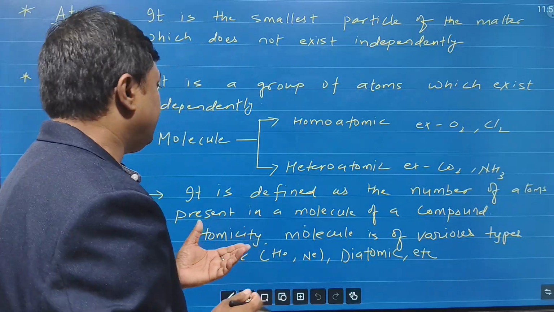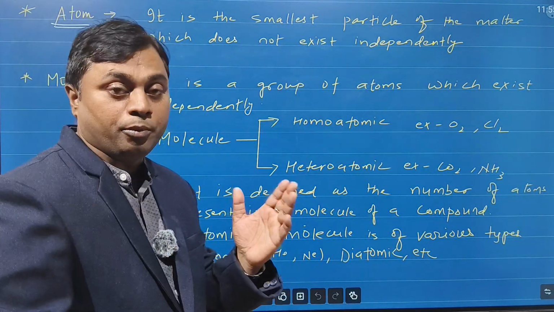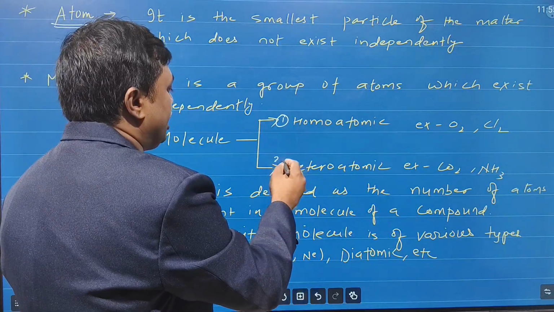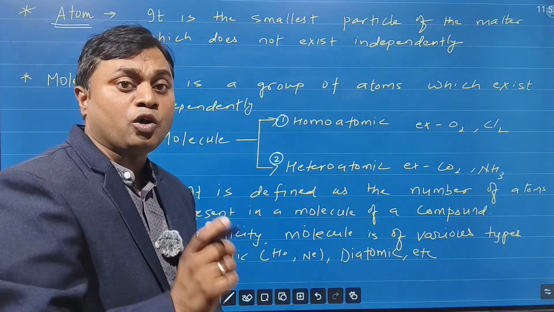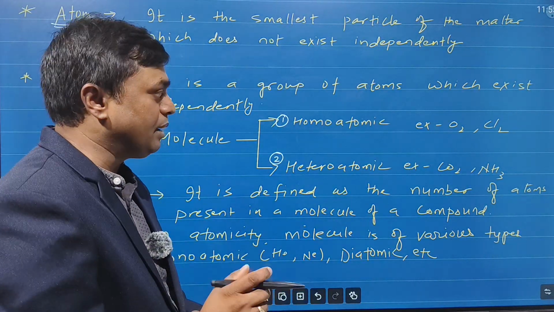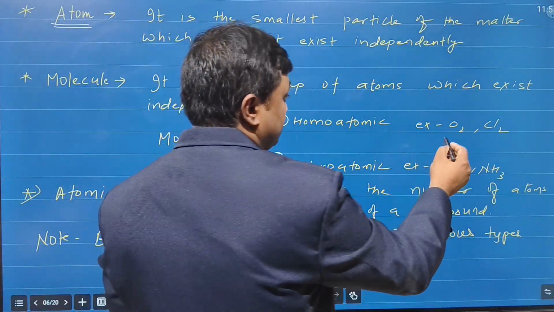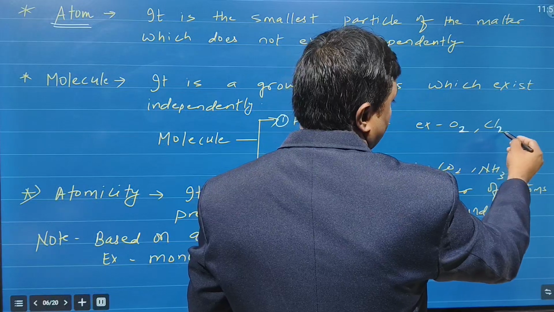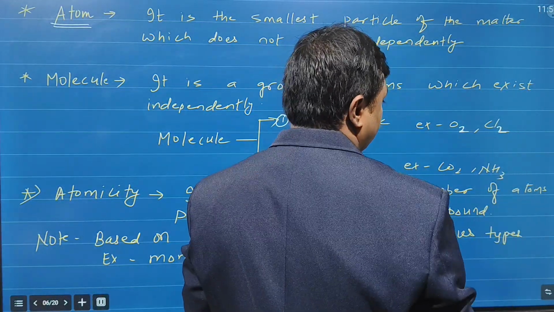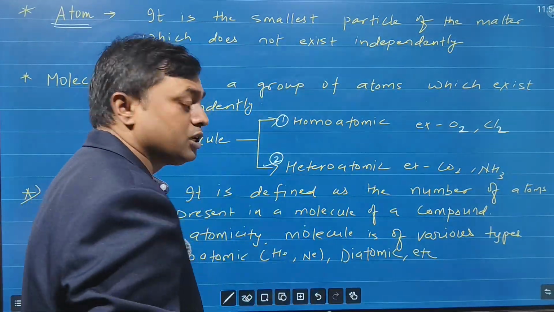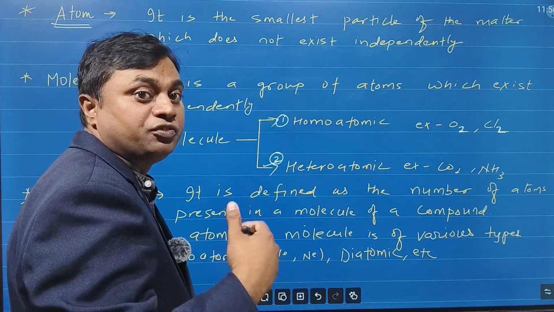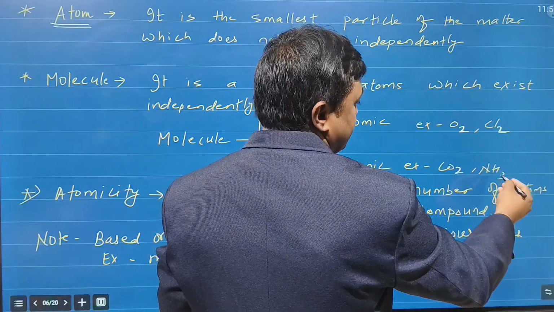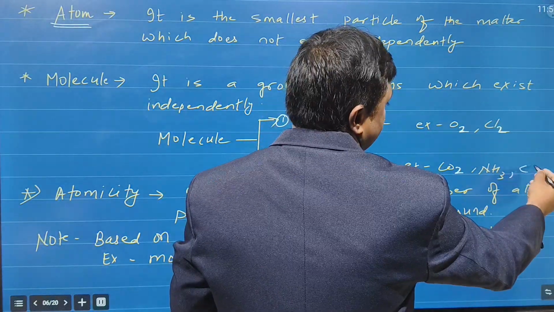So, based on the atoms, molecules are classified into 2 types: homoatomic molecules and heteroatomic molecules. If the atoms in a molecule are the same, it is called homoatomic. For example, oxygen made up of 2 atoms of oxygen, chlorine made up of 2 atoms. Heteroatomic molecule is if the atoms present in a molecule are different, like CO2, carbon dioxide, ammonia, NH3, CH4, methane.